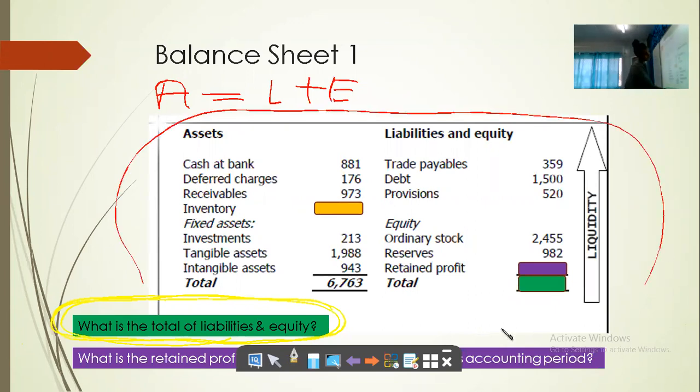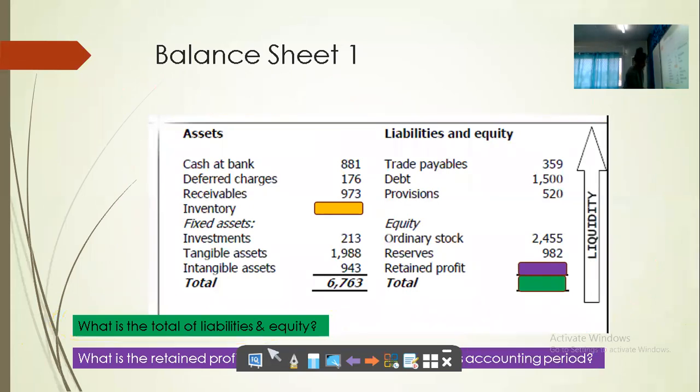According to the numbers of this balance sheet, the total of all the assets should balance out with the total of all the liabilities and the equity. So we have the total asset given, plus the total equity. But wouldn't it be 6,763 then? Well done. Okay. So the answer is exactly. Brilliant mind.